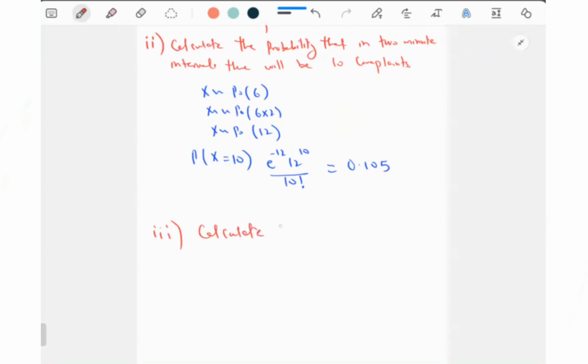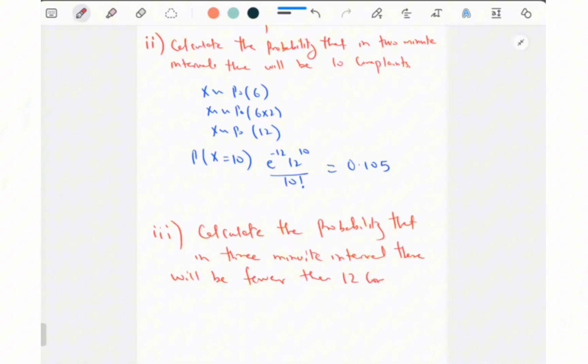Calculate the probability that in 3 minute interval there will be fewer than 12 complaints.